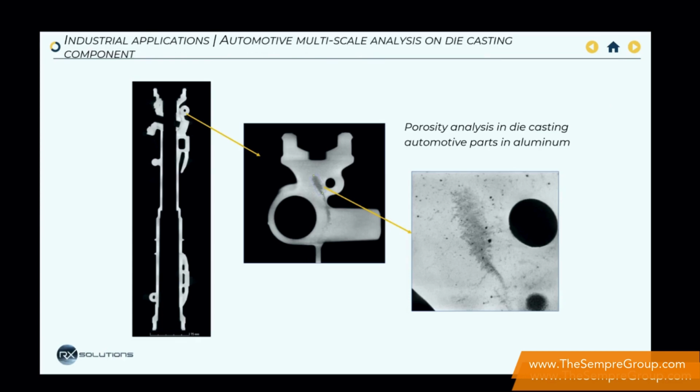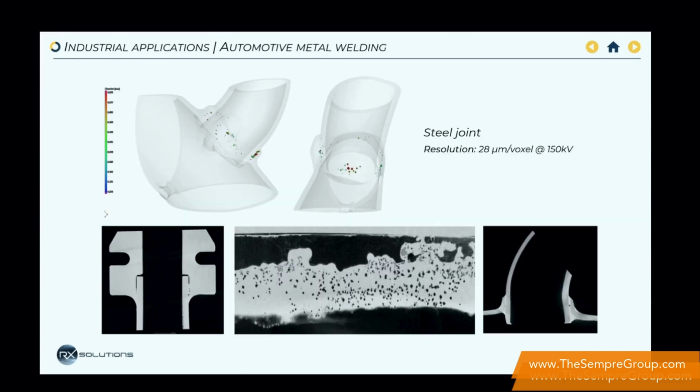Here is another example of an aluminum die-casted part to check for porosities, certain zones which might not be as dense as they should be. Here another example of a steel weld to check the porosities inside of the weld. Typical application.